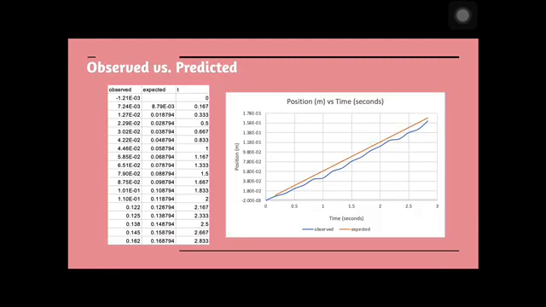On the left, you can see the position of the observed versus expected models with the time steps, and when graphed together, we can note that the expected model is perfectly linear due to the assumption that velocity is perfectly constant as there is no net force, while the observed model is less linear due to discrepancies that I will discuss next. While not exactly the same, both models follow the same positive linear trend.